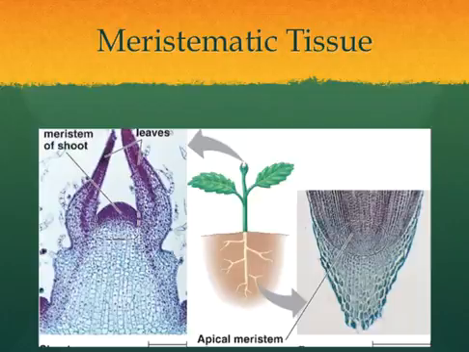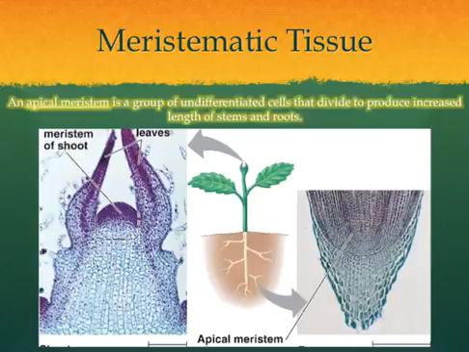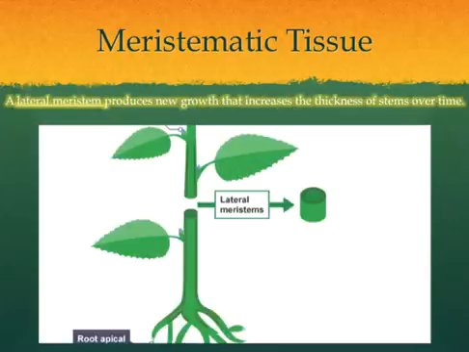Meristematic tissue is found in several places in a plant. At the end or tip of each growing stem and root is an apical meristem. An apical meristem is a group of undifferentiated cells that divide to produce increased length of stems and roots. A lateral meristem produces new growth that increases the thickness of stems over time.